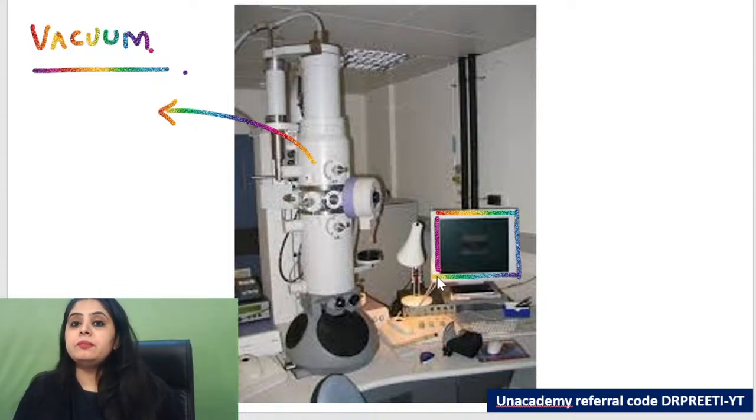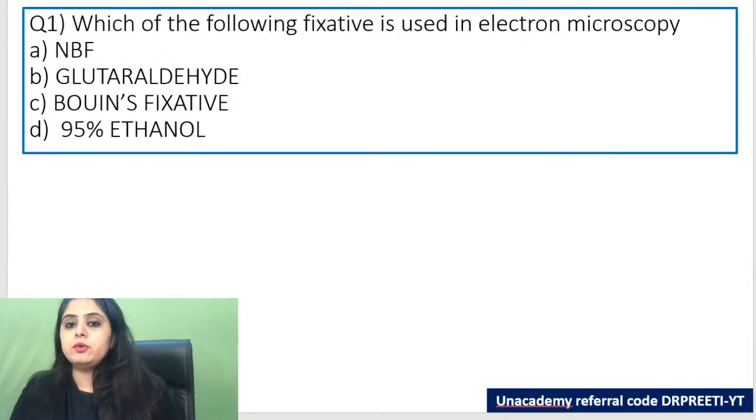We need to know some details, but first you need to answer 5 questions for me. Should we do a first 5 question test and then I teach you everything about electron microscopy? Everyone ready for the 5 question test? This is question number 1. Which of the following is the fixative that is used in electron microscopy? This is a very famous PYQ.